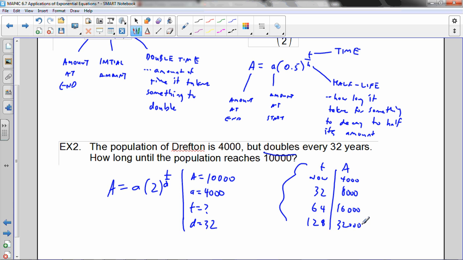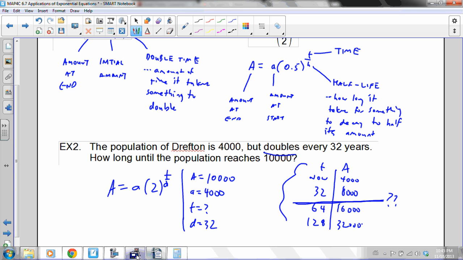But I want to know when the population will be 10,000. Well, it's in here somewhere, right? So it's somewhere between 32 and 64, but the question is where. If I were using the other technique, the guess and check technique, I might try 40 years, I might try 45 years and guess and check. What I'm going to do is use the graphing calculator.